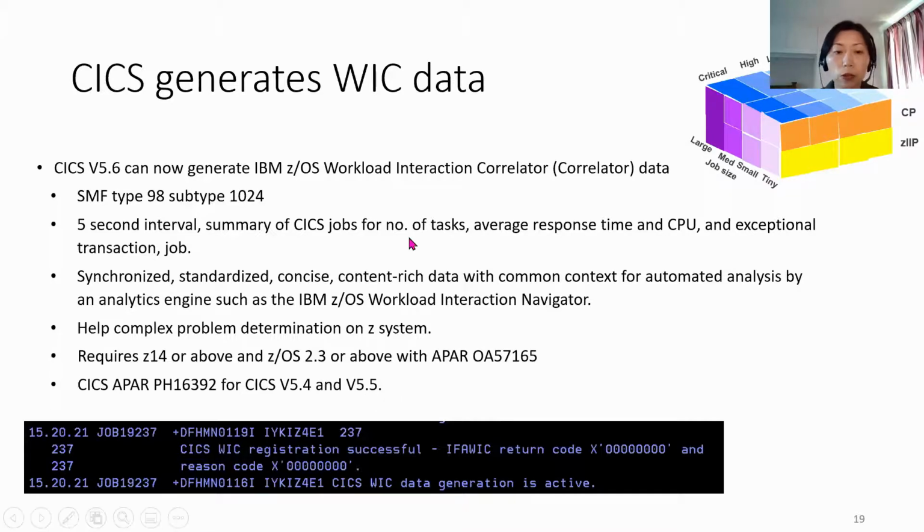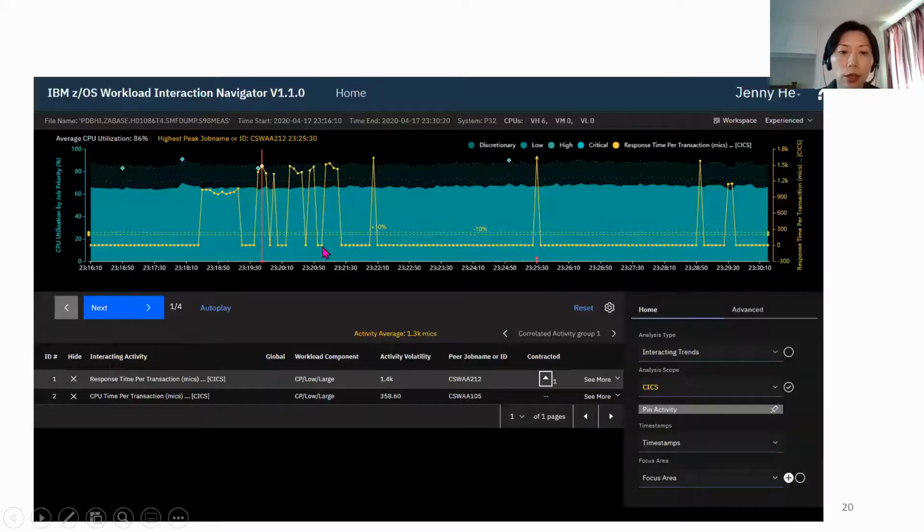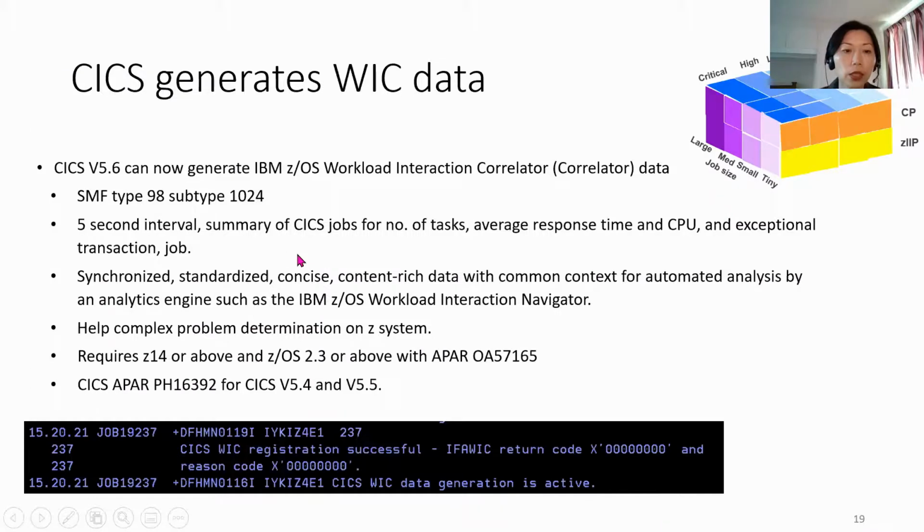system. For example, how many tasks it ran, what's the response time and the CPU used, what's the average, and whether any exceptional transactions ran during that 5-second interval, what the exceptional one was, and which job or CICS region had this exceptional transaction. So it's not only CICS participating, generating this SMF data.